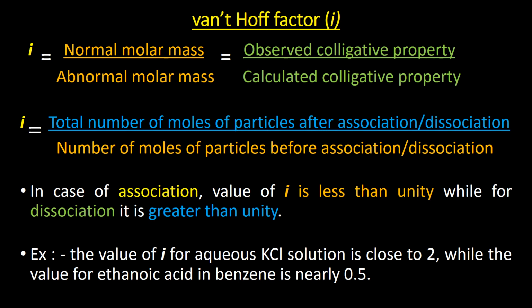In case of association, the value of i is less than unity, but in case of dissociation, the value of i is greater than unity. For example, the value of i for aqueous KCl solution is close to 2, but in case of ethanoic acid in benzene, the value of i is nearly 0.5.